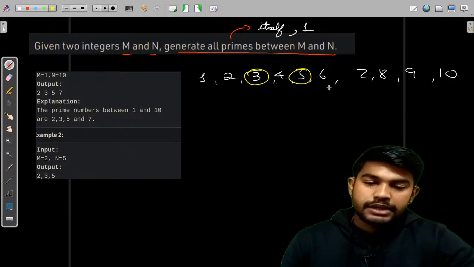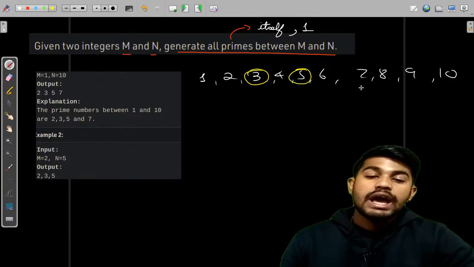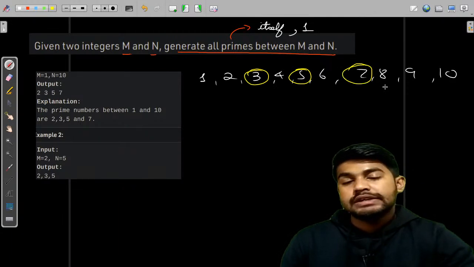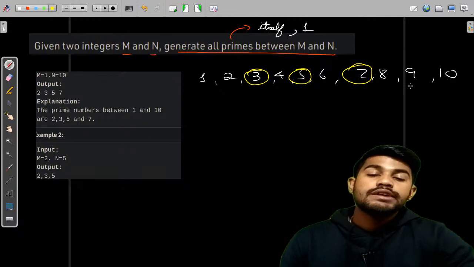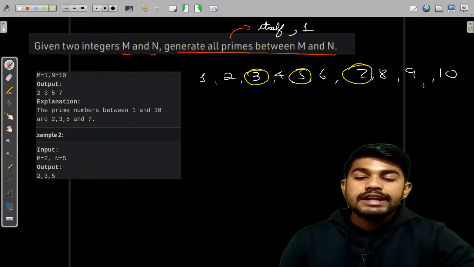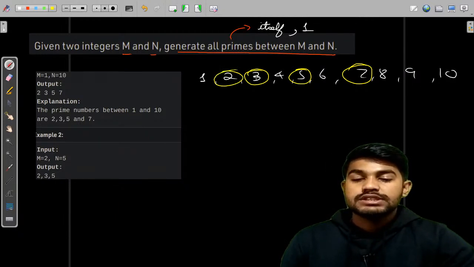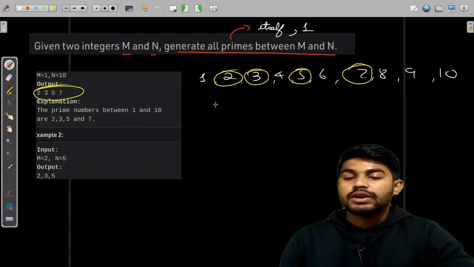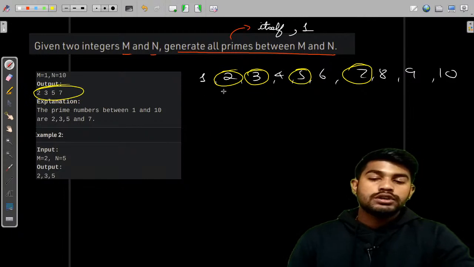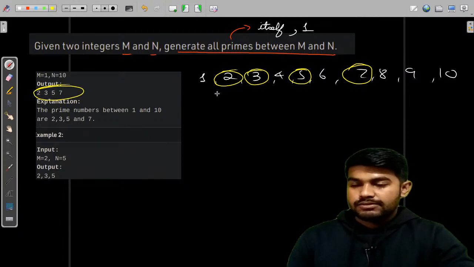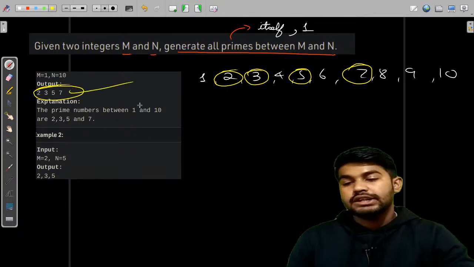4 can be divided by 2, 6 can be divided by 3, and 7 can't be divided by any number. And then we have 8. 8 can be divided by 4 as well as 2. Then we have 9, which can be divided by 3. Then we have 10, which can be divided by 2 as well as 5 itself. Okay, that's why the answer to this is 2, 3, 5 and 7. Okay, sorry, I mistakenly forgot the 2. Why? Because 2 has only two divisors, that is 1 and itself. Okay, that is why it also comes under the category of it.